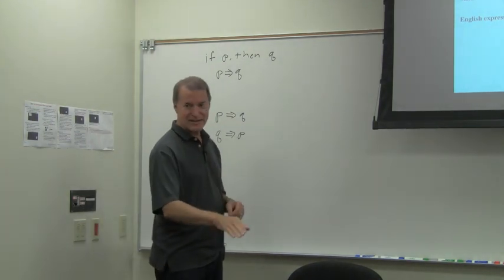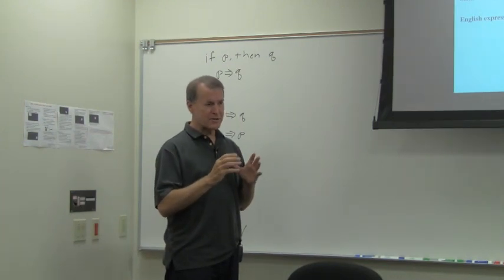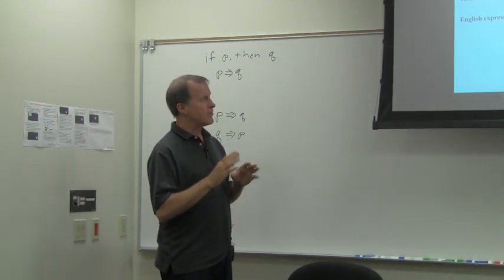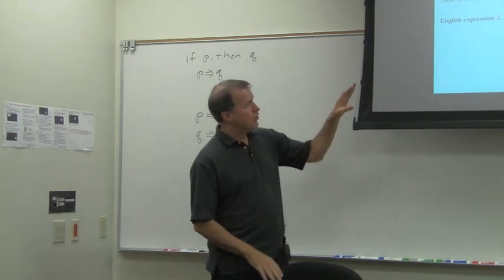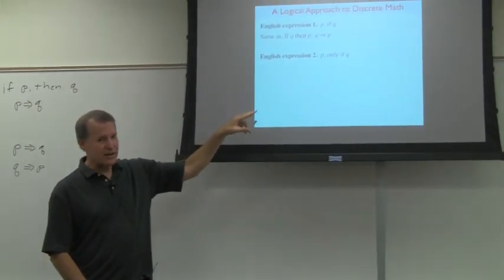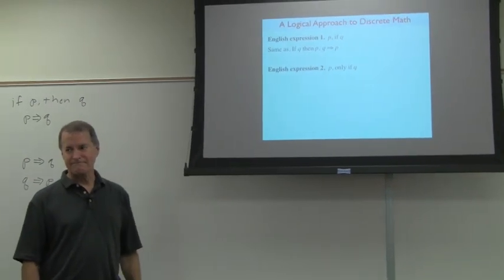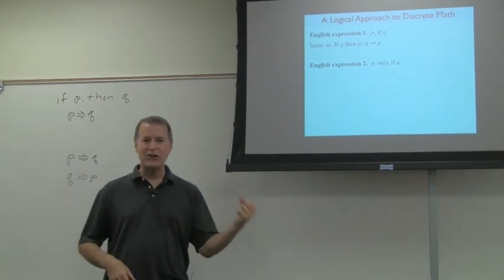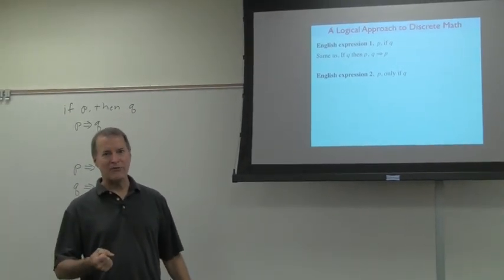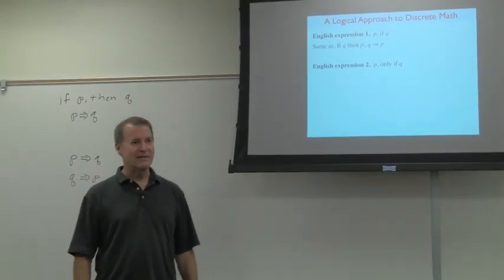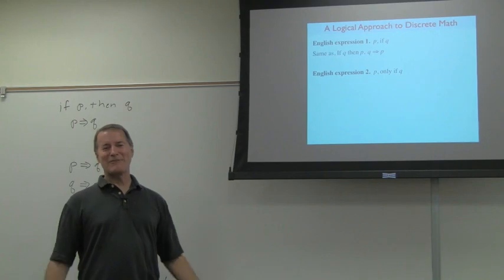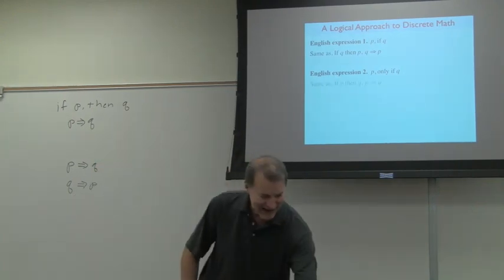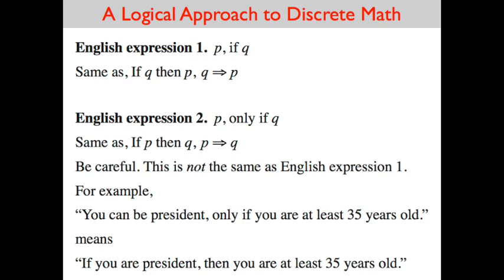Anyway, in one of the sections here, it says that in order to be the president, you have to be 35 years old, right? So think of it this way. You are the president only if you are 35 years old. Now, does that mean if you are the president, then you are 35 years old, or does it mean if you are 35 years old, then you are the president? Well, definitely not the latter, because otherwise everybody who's 35 would be the president, right? So actually it's the same as P implies Q. And be careful, this is not the same thing as expression 1.